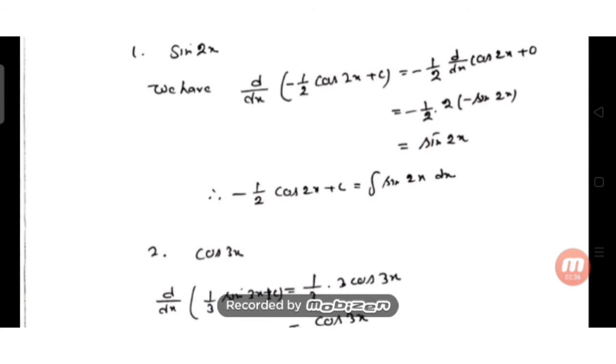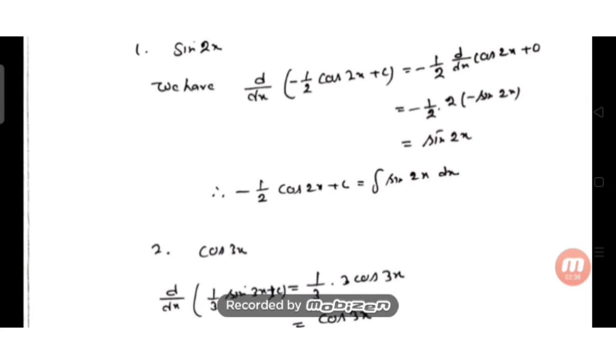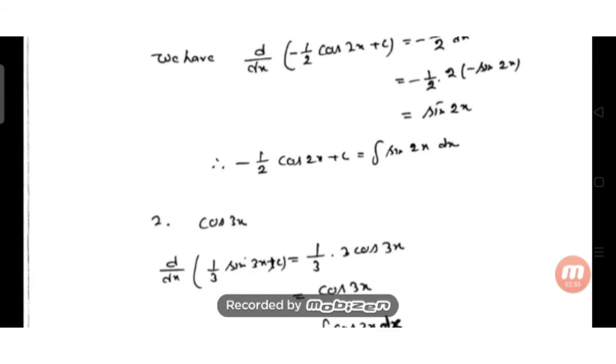Now we apply the integration formula. By definition, that gives you minus half cos 2x plus c. I bring this dx to the right side, and in its place we have the integration symbol. So this is the solution: the integral of sin 2x is minus half cos 2x plus c. In the same way, we go to the second question.